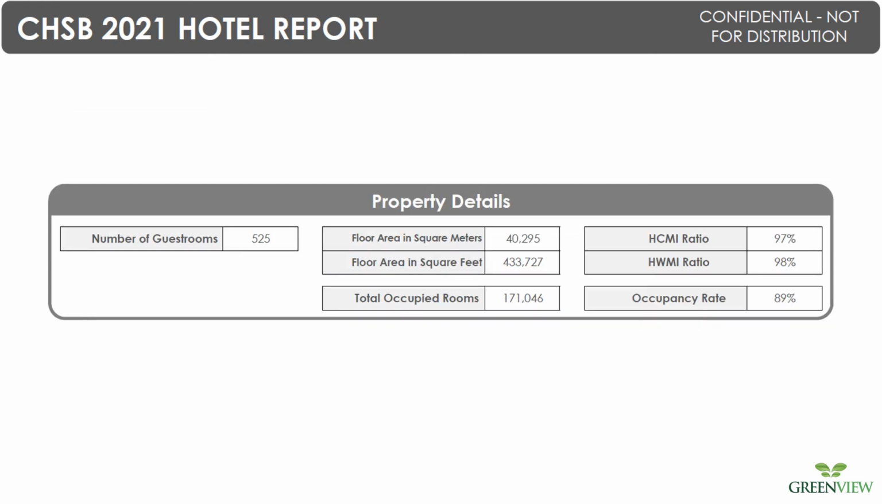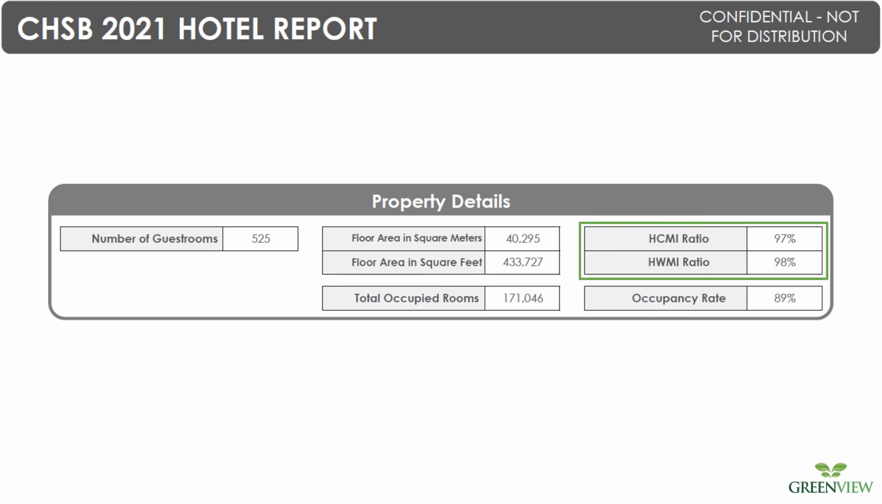Next, we have more specific information about the property. This includes the number of guest rooms, followed by the floor area provided in both square meters and square feet, total number of occupied rooms in the year, and the representative occupancy rate, then the HCMI and HWMI ratios.